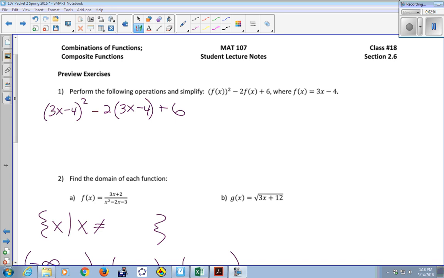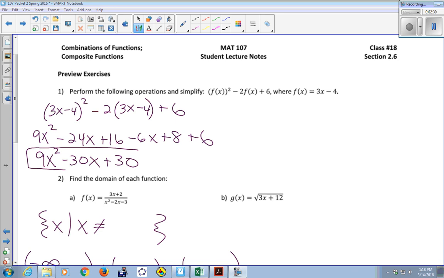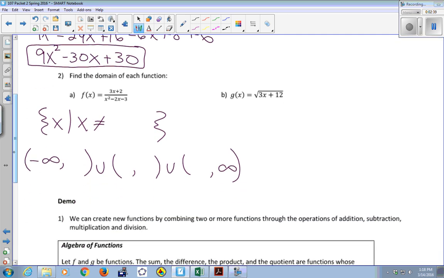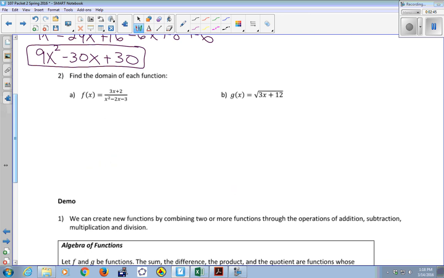And then I'm going to square some stuff, distribute my negative 2, and then combine like terms. So this becomes 9x squared minus 24x plus 16. Distribute my negative 2, and I get minus 6x plus 8, and then add 6. Combine like terms, and I have 9x squared minus 30x plus 30.